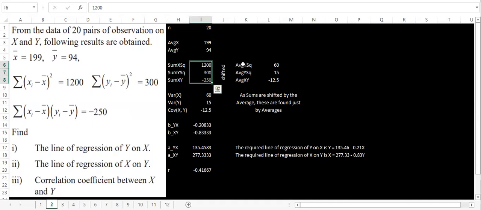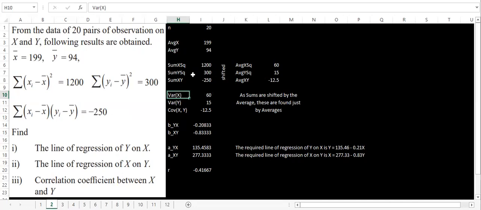So we get these average values. And again, remember that these are shifted values. They are not the original average of the x squared. These are shifted as well. And since these are shifted, I can calculate the variance as just the average of x squared, because remember what variance was. Variance was the average of the square values minus the square of the averages.